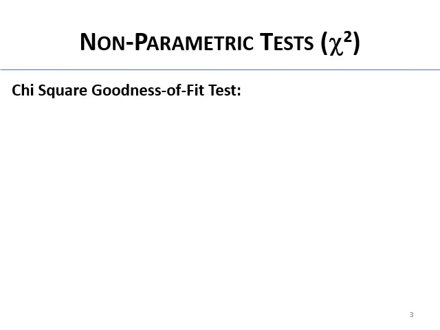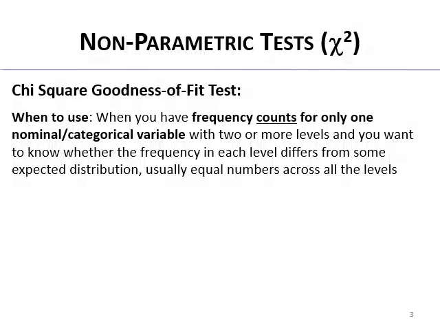The first one is called the chi-square goodness of fit test, and that symbol up top is chi-square, by the way, the X looking thing. Use the chi-square goodness of fit test when you have frequency counts for only one nominal or categorical variable. Can also be an ordinal variable as long as it's the IV. And then you have two or more levels, and you want to know whether the frequency in each level differs from some expected distribution. Usually what you want to know is: are the counts equally distributed across the categories of this nominal or categorical variable?